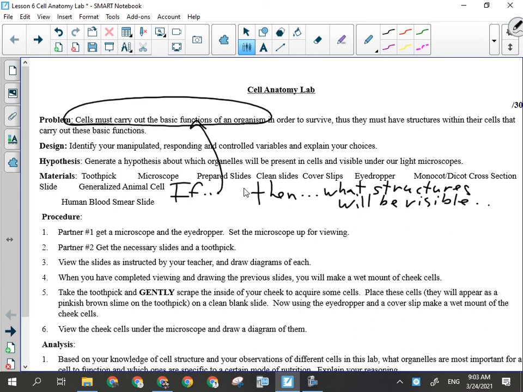Okay, don't take multiple slides back to your table, because inevitably, while people are looking through the microscope, they don't know what their hands are doing, and slides get knocked off the table all the time. Okay, so we don't need to have any more slides at our table than the one that's in the microscope. Okay, so just come up, take them as you need them. Okay, get your good pictures. Okay, of the monocot, dicot cross section, the generalized animal cell, and a picture of the blood.